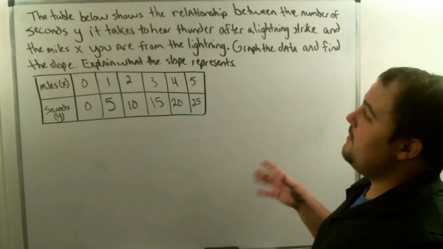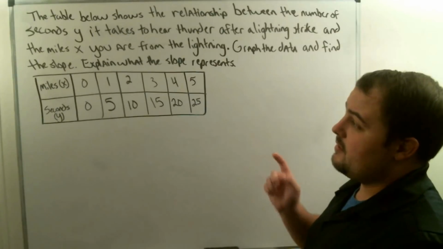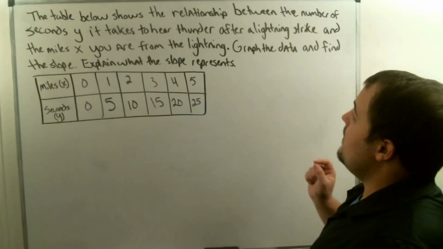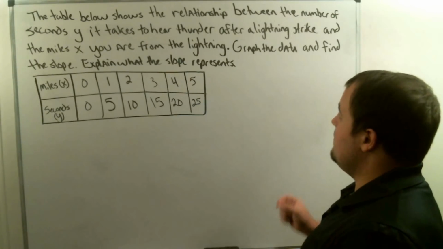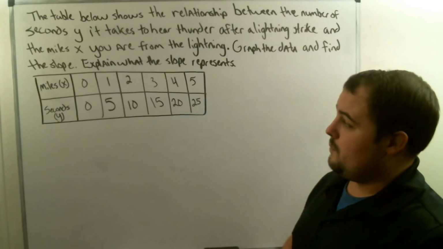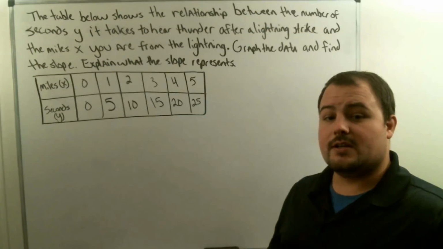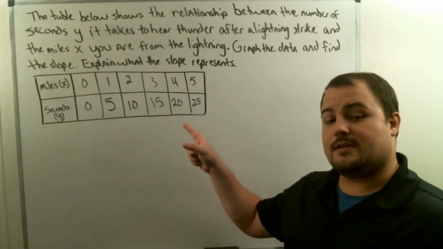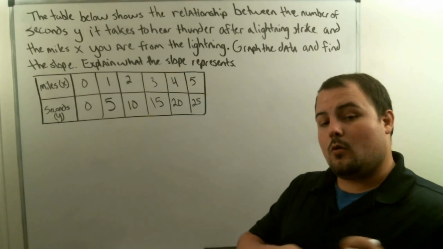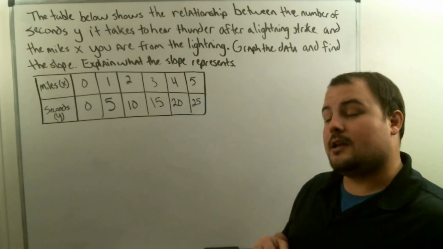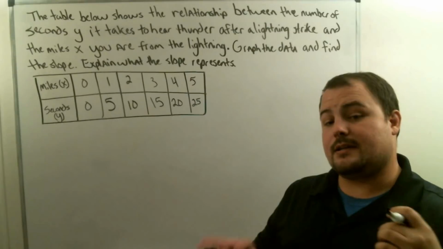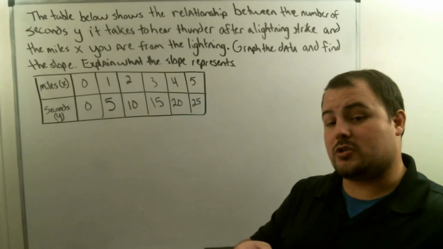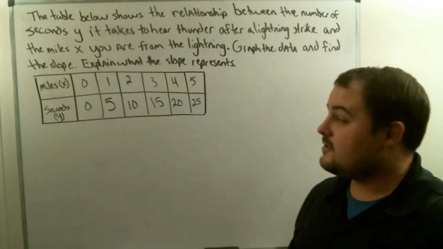It says the table below shows the relationship between the number of seconds y it takes to hear thunder after a lightning strike and the miles x you are from the lightning. Graph the data and find the slope. Explain what the slope represents. So what we have to do is graph this table and see what the slope of the line is going to look like, and then explain what that slope actually means by picking 2 points and finding the change in y and the change in x.